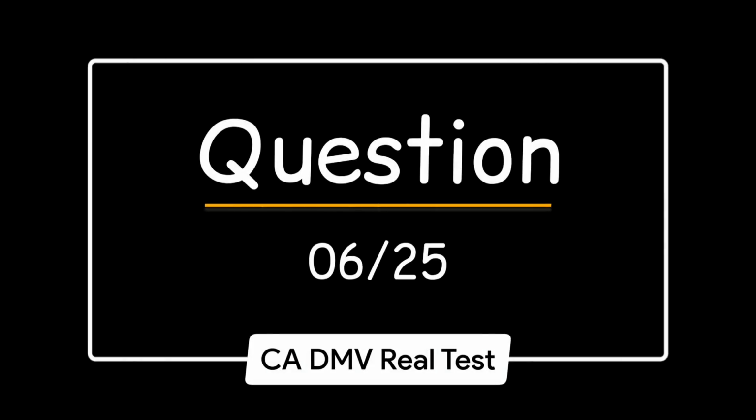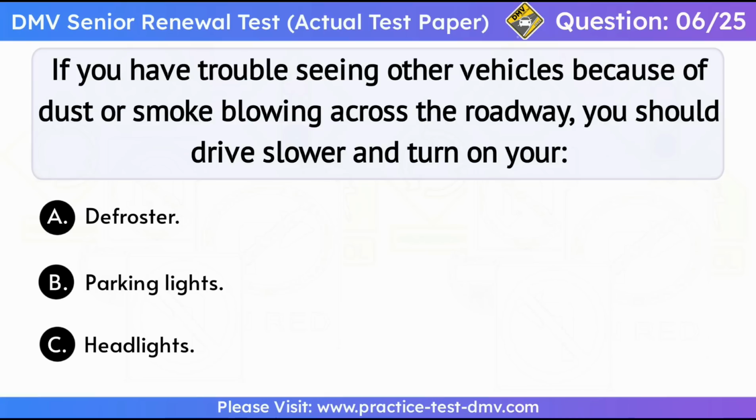Question 6. If you have trouble seeing other vehicles because of dust or smoke blowing across the roadway, you should drive slower and turn on your A. Defroster. B. Parking lights. C. Headlights. Correct answer, C. Headlights.